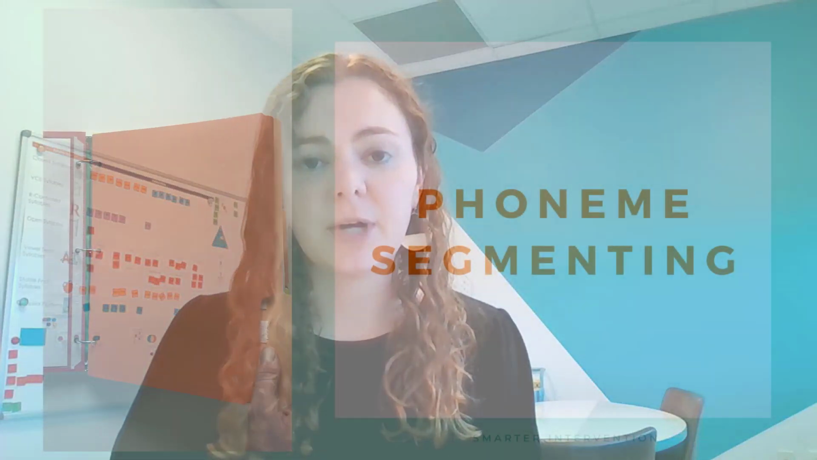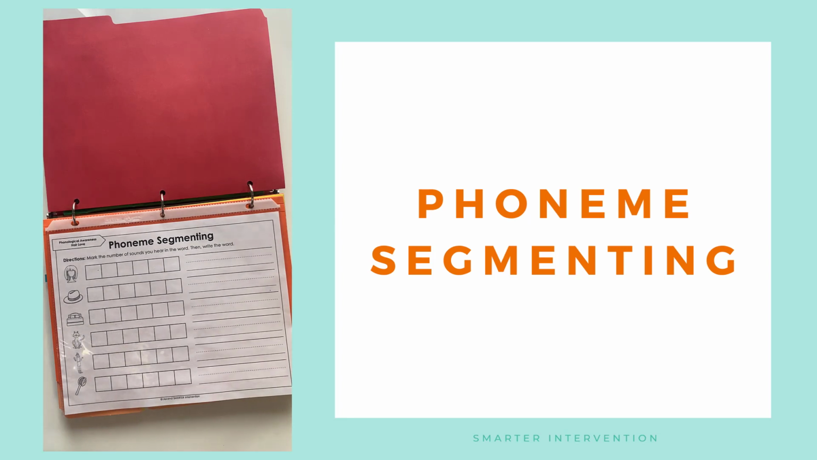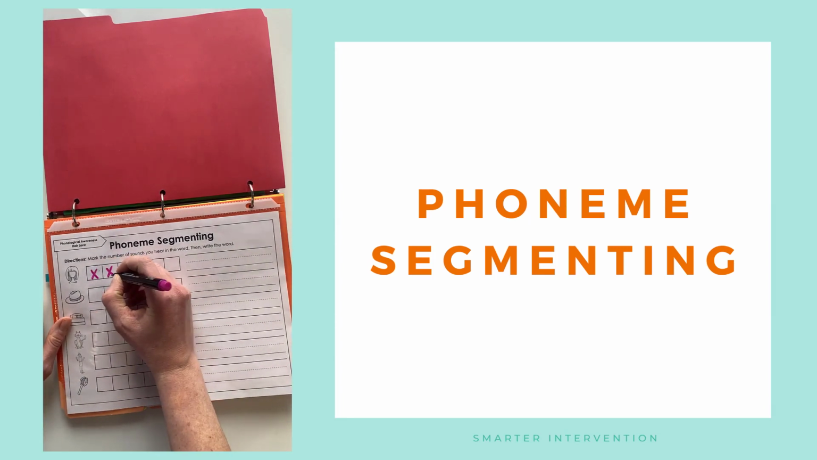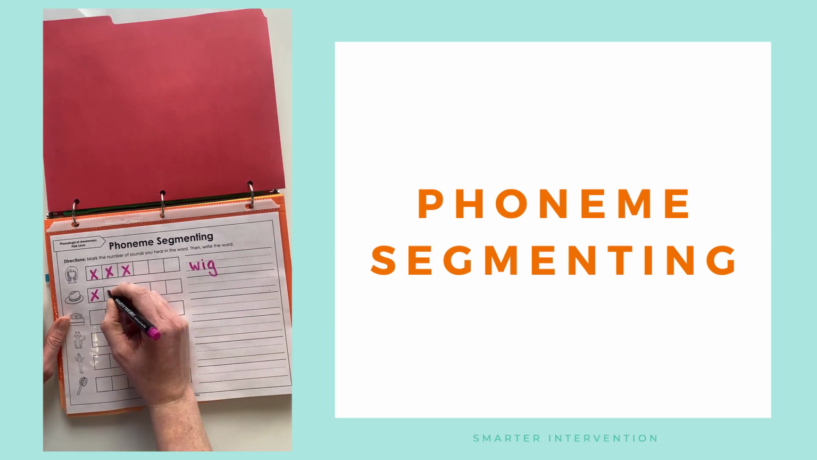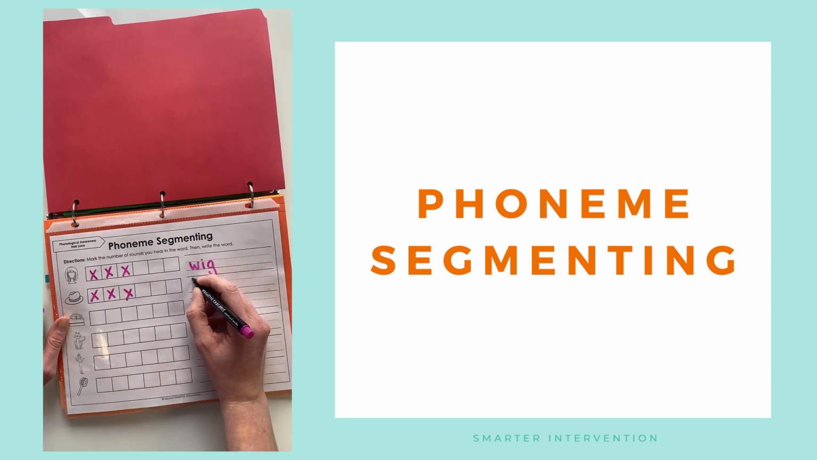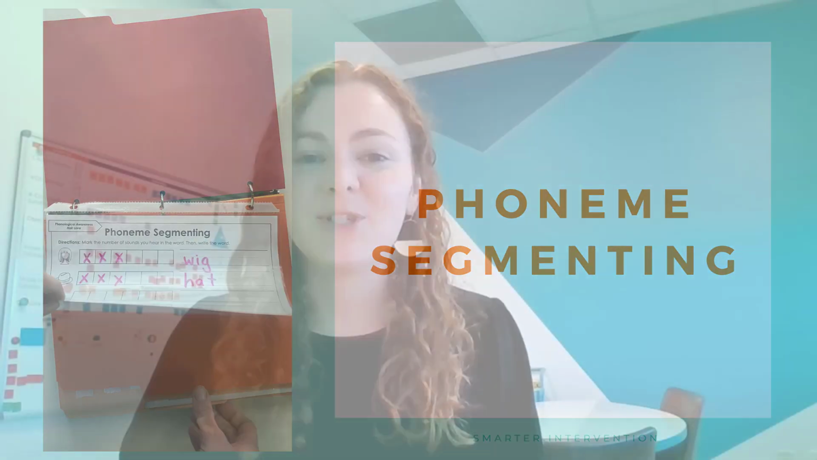Another activity that we use is a phoneme segmenting activity. We have students practice stamping or marking off how many sounds are in a word prior to spelling it. So for example, we might use the word wig and have them tap out or mark off those sounds w, i, g, and then have them spell it on their paper. This helps students see the connection between phoneme segmenting and that spelling piece.